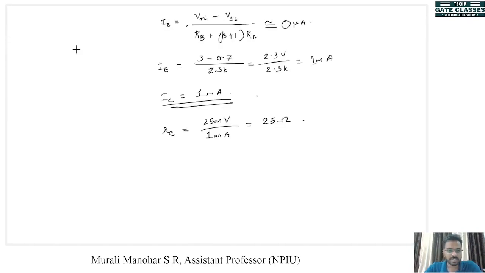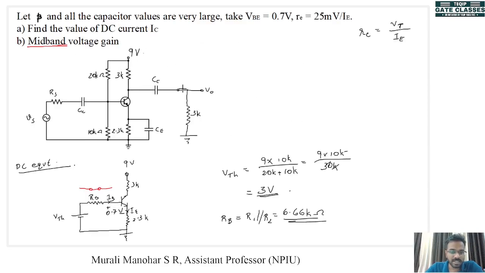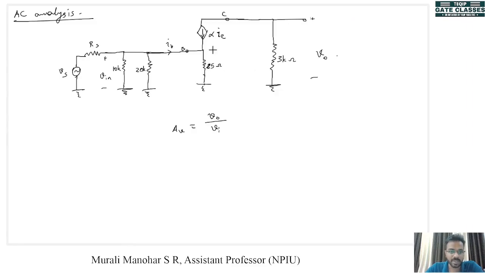Sorry, there is one more resistance here, that is there is RC as well as RL. Since they are both the same, we call this RC. This is 3K, this is RL, this is also 3K. Now this is our equivalent circuit.